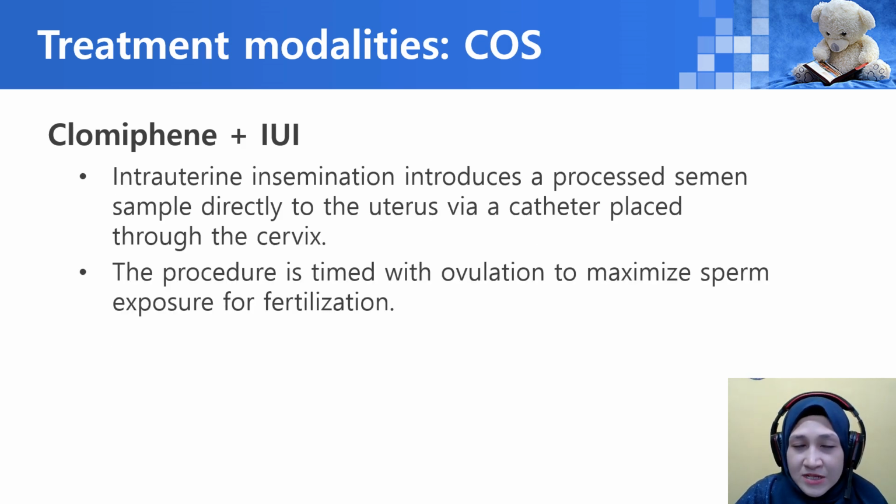So we go to the second treatment modality, which is the controlled ovarian stimulation, right? This is when the ovulation induction is not successful, so we have to combine clomiphene with intrauterine insemination. Intrauterine insemination means that we introduce a semen sample directly into the uterus via a catheter placed through the cervix. The procedure is timed with ovulation to maximize sperm exposure for fertilization. So this is when the patients need to undergo a procedure, not only the drug treatment.